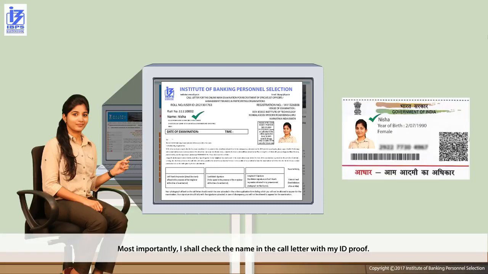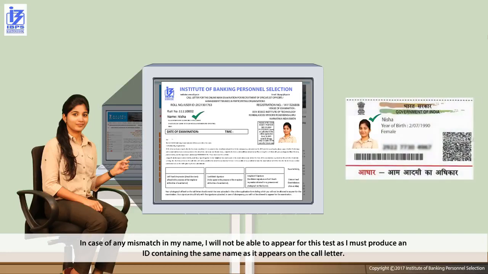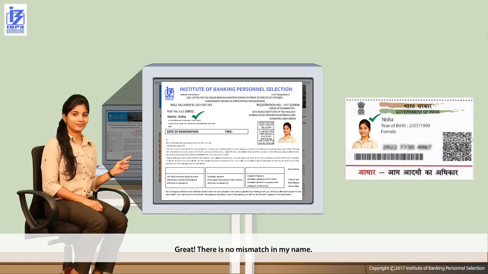Most importantly, I shall check the name in the call letter with my ID proof. In case of any mismatch in my name, I will not be able to appear for this test, as I must produce an ID containing the same name as it appears on the call letter. Great! There is no mismatch in my name.